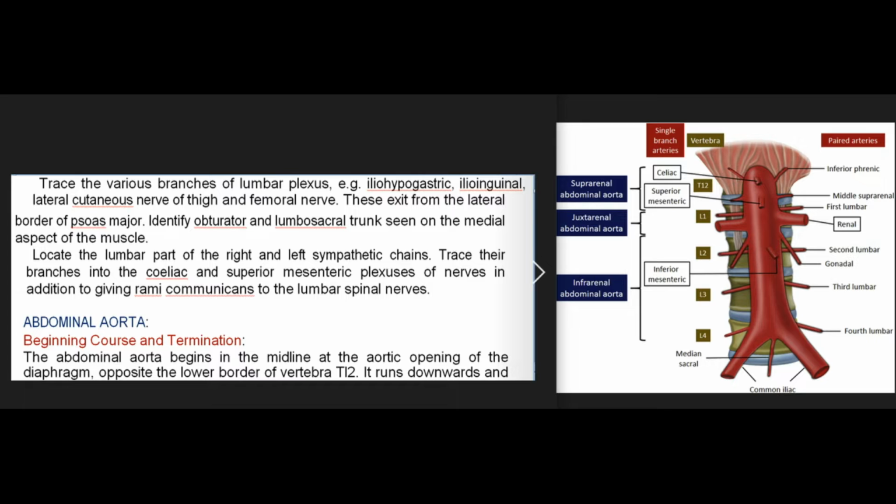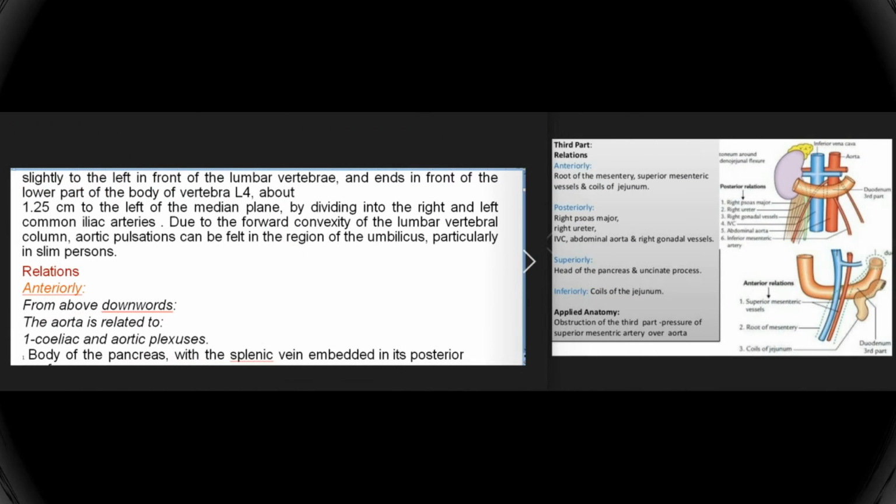The abdominal aorta begins in the midline at the aortic opening of the diaphragm, opposite the lower border of vertebra T12. It runs downwards and slightly to the left in front of the lumbar vertebrae, and ends in front of the lower part of the body of vertebra L4, about 1.25 centimeters to the left of the median plane, by dividing into the right and left common iliac arteries.